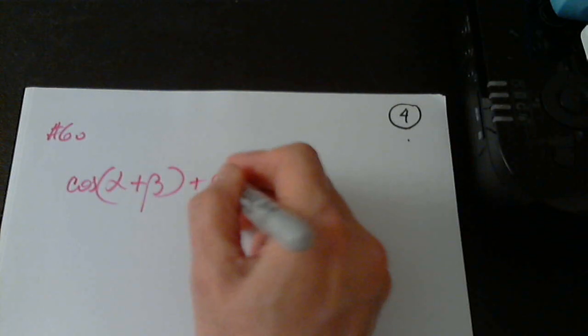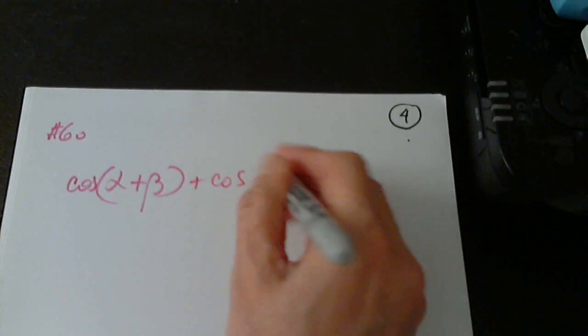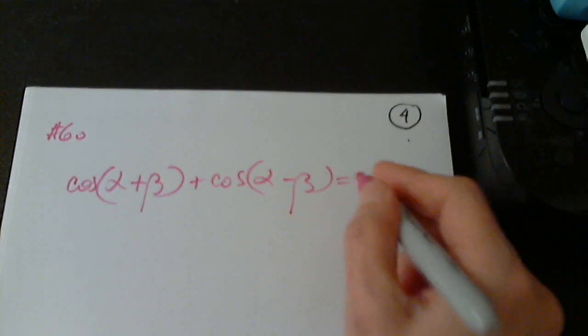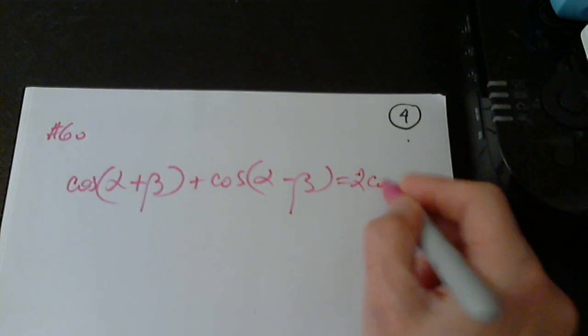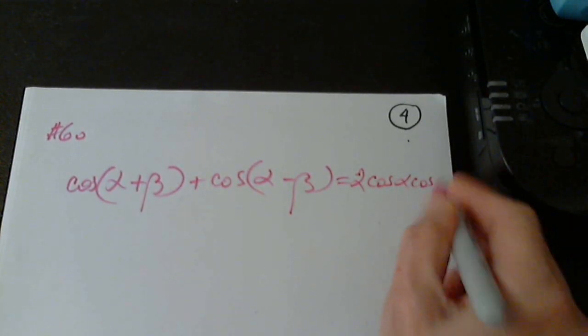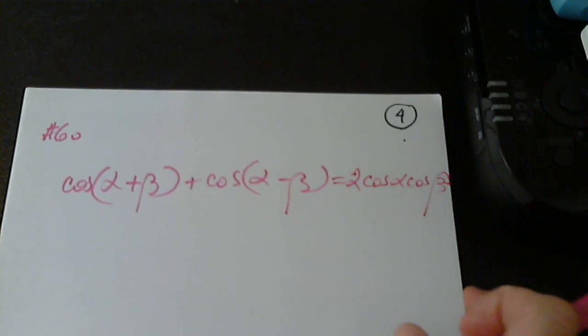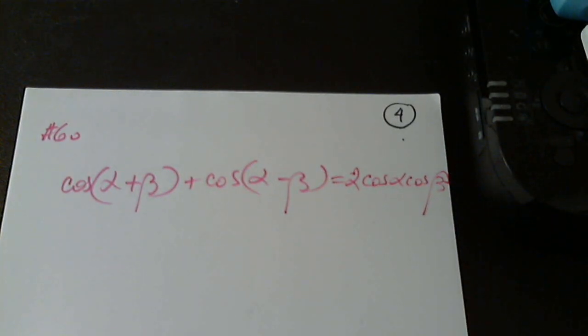We have cosine alpha plus beta plus cosine alpha minus beta. They say this equals 2 cosine alpha cosine beta. Good. So we have to show that the left-hand side equals the right, or the right equals the left, or both can be simplified to the same thing.